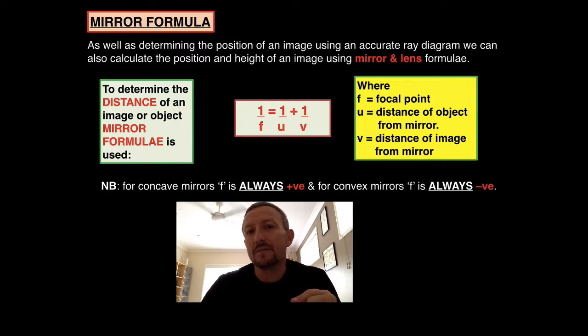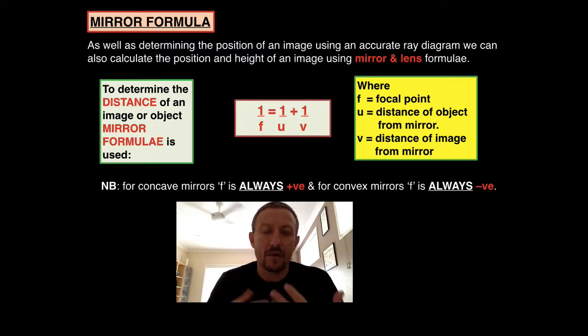To recap, for a concave mirror, the focal point is always positive because it's on the same side of the reflective surface. For a convex mirror, the focal point is always on the opposite side, behind the mirror, on the dark side of the mirror, and hence is always negative. Remember, focal point can be calculated as half the radius of curvature. So we've got our equation which will allow us to calculate the distance of an image or an object from the mirror, and we know how to deal with that formula for either concave or convex mirrors. Those are all the things you need to understand in order to use that formula. So it's very, very simple.